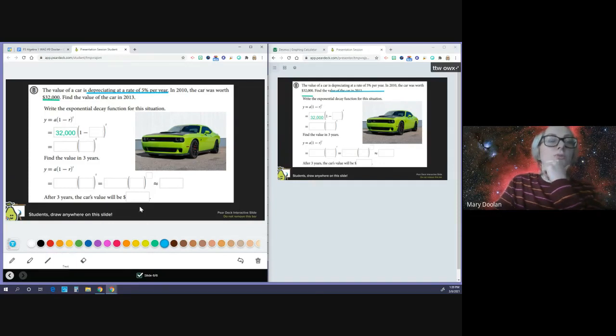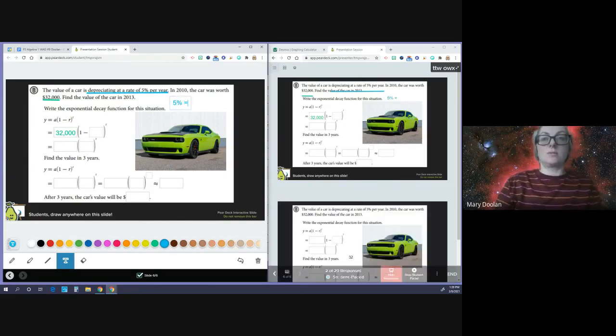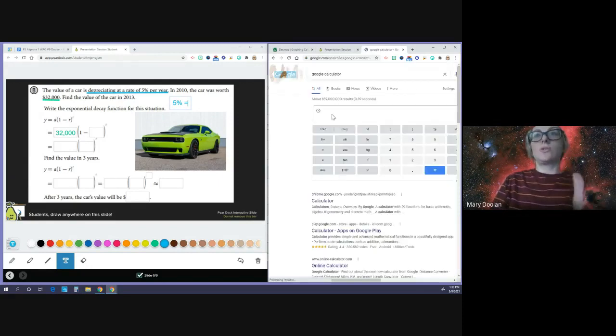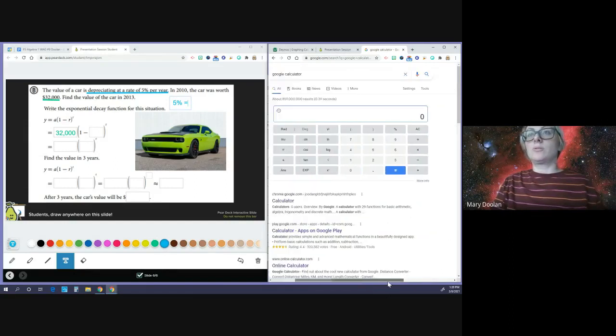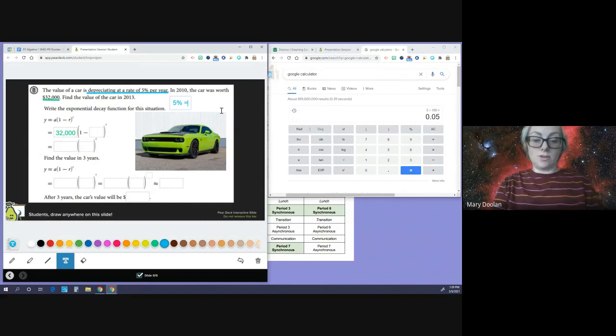So 5%, again, you want to convert 5% to a decimal that you can work with. You want to use a calculator to do that? Go back to the Google calculator. I should just use this one with you guys because you're used to seeing this one anyway. It's 5 percent, which means 5 per 100. 5 divided by 100 is 0.05. So that's how you can figure that out. And then that's the number we're going to use here.